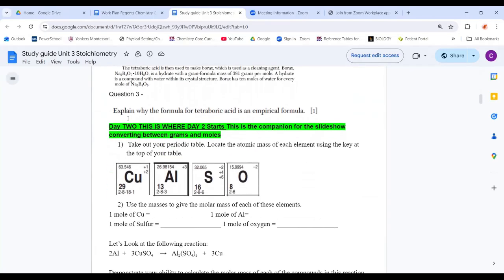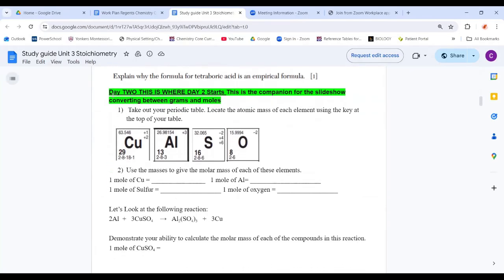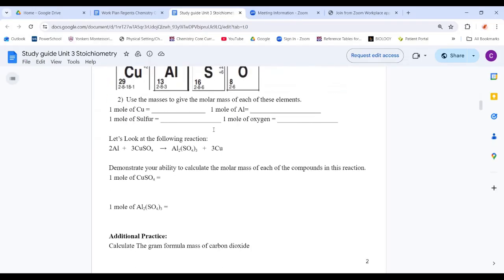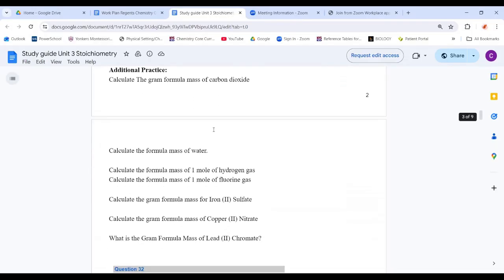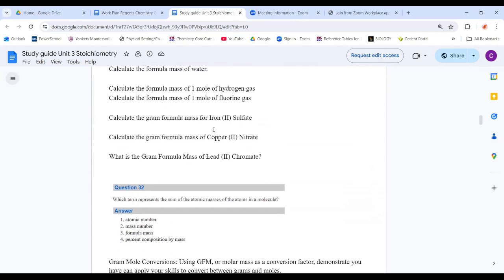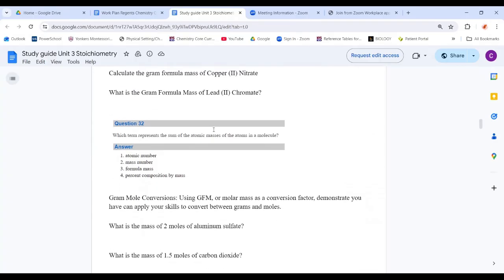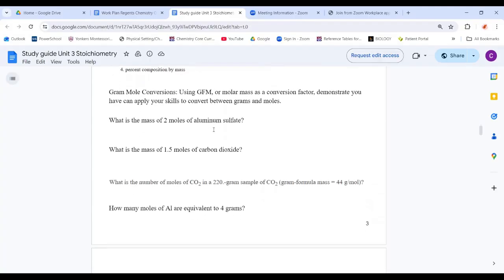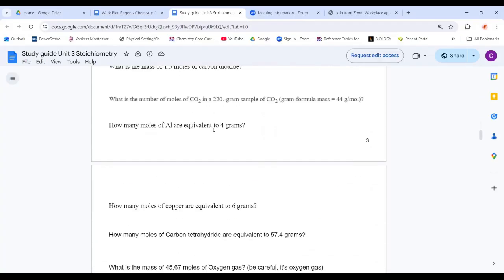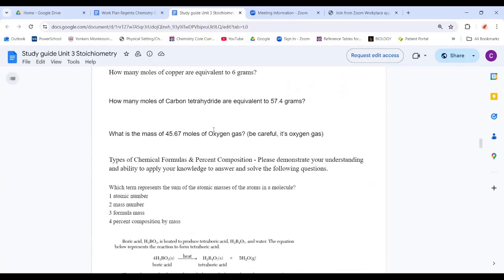On the next day, so the next highlighted section, it says day 2. And it tells you it's a companion for the slideshow converting between grams and moles. So each of these questions is a little bit more intense, but this is predominantly application. So if you have done all the application for each one of these sections, you'll have done all the application for your notes already.